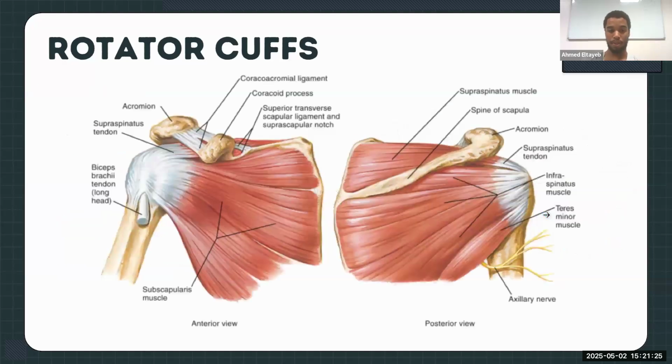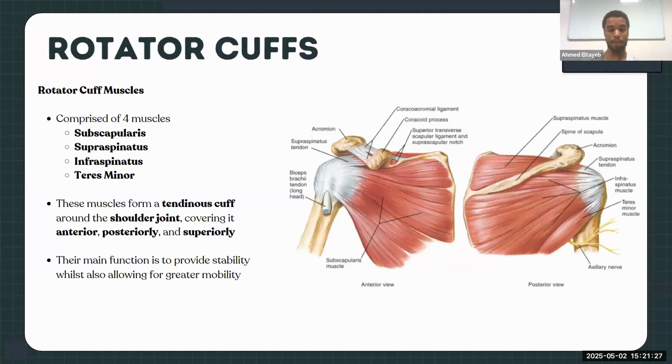Now, these muscles, it's not here, but these muscles form a tendinous cuff around the shoulder joint, and it covers it anteriorly, posteriorly, and superiorly. Now, this leaves some weakness inferiorly. So if you guys abduct your arm and externally rotate, you notice that your shoulder goes down. So the head of the humerus actually slips under the glenoid labrum, and it's because the tendinous cuff doesn't cover inferiorly. It's weaker inferiorly.